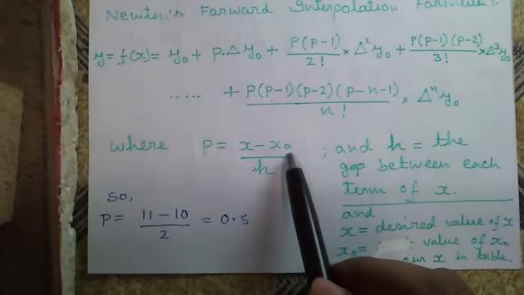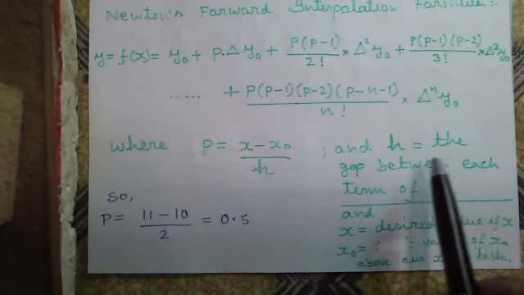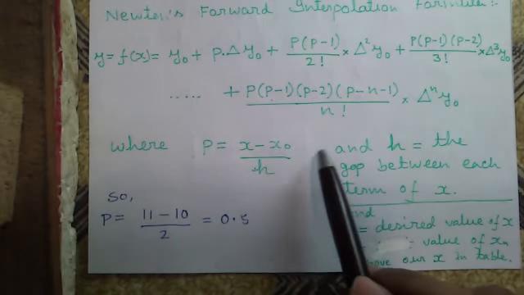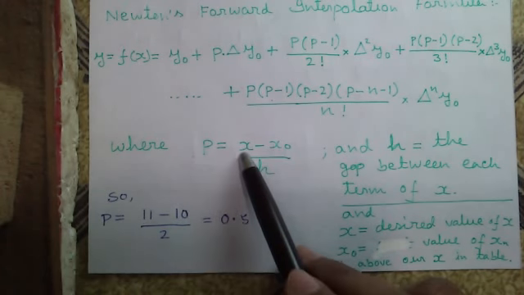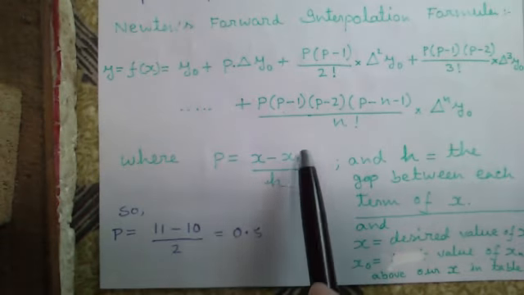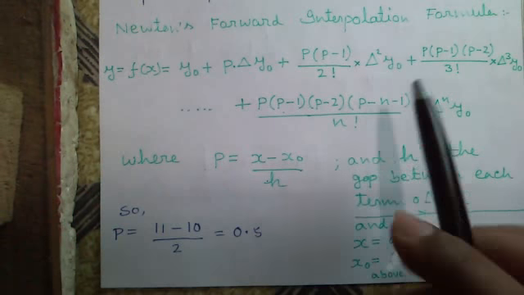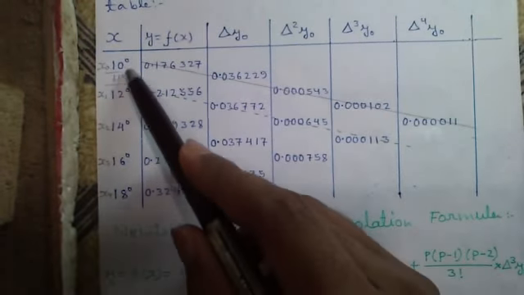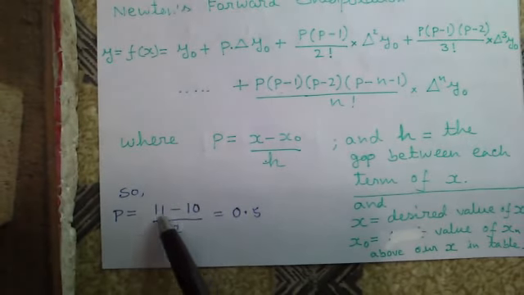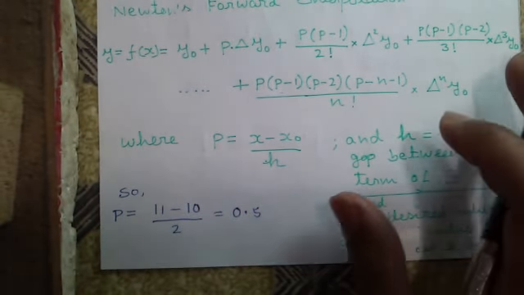P equals x minus x0 by h. H is the gap between each term of x. In our question, the gap between each term is 2, so h equals 2. X is given in the question. X is 11, and x0 is the value above 11 in the table. So above 11 is 10, so x0 equals 10. So p becomes 11 minus 10 by 2, that is 0.5.